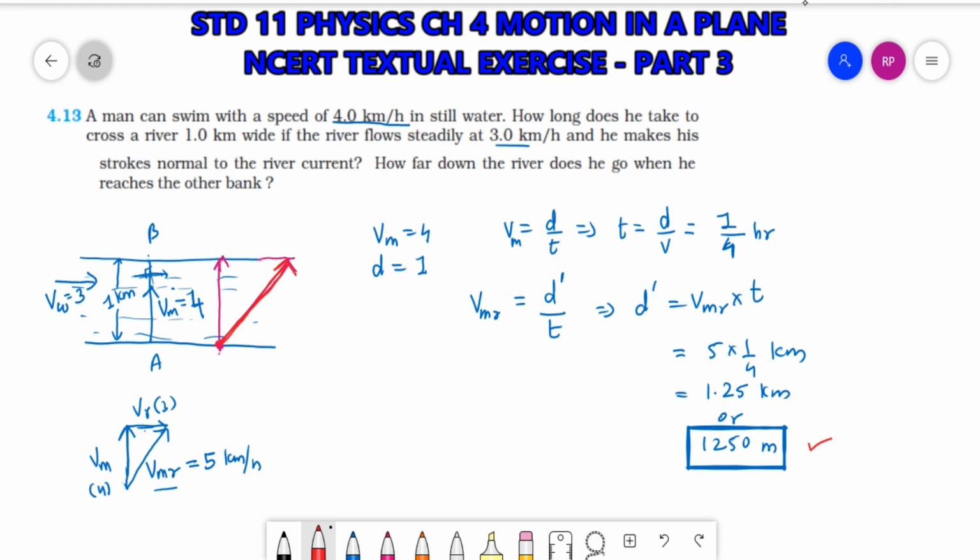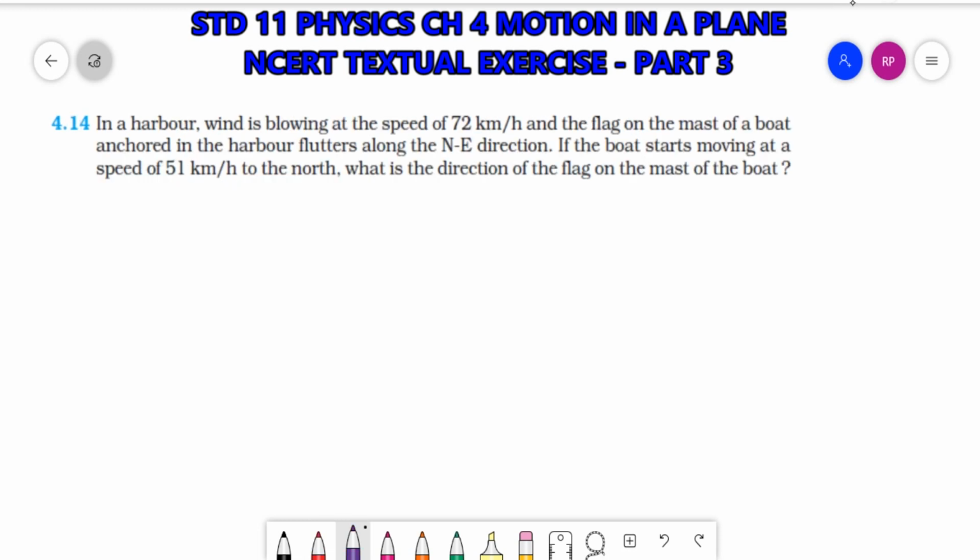Now let's move to the next, that is 4.14. In a harbor, wind is blowing at a speed of 72 km per hour. The flag on the mast of the boat anchored in the harbor flutters along the northeast direction. That means this will be the direction of the wind, northeast direction. If the boat starts moving at a speed of 51 km per hour to the north, what is the direction of the flag on the mast of the boat?